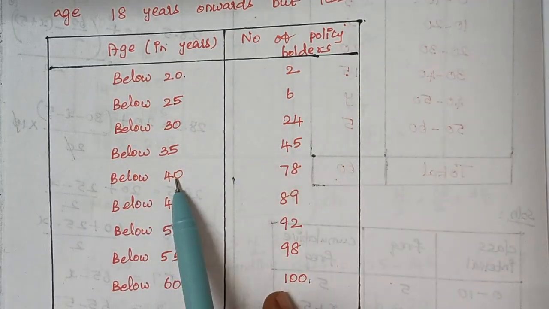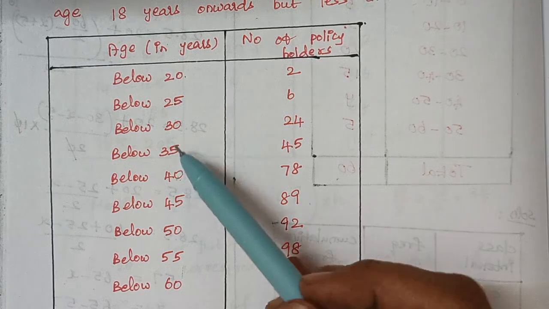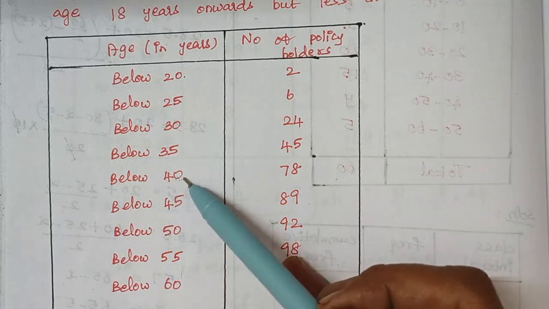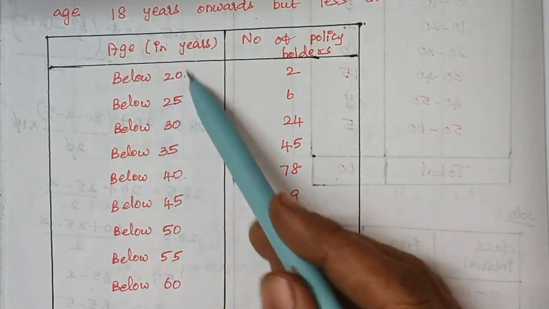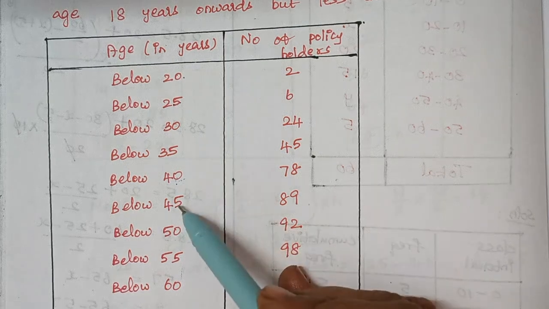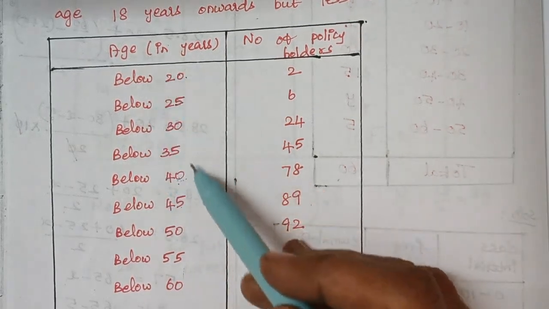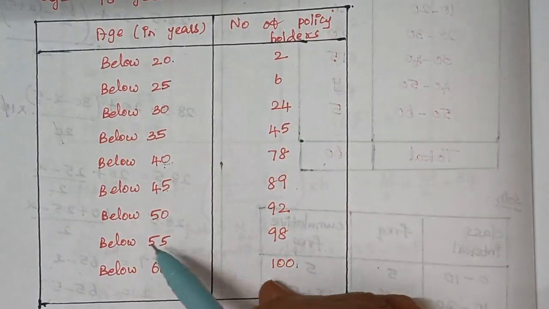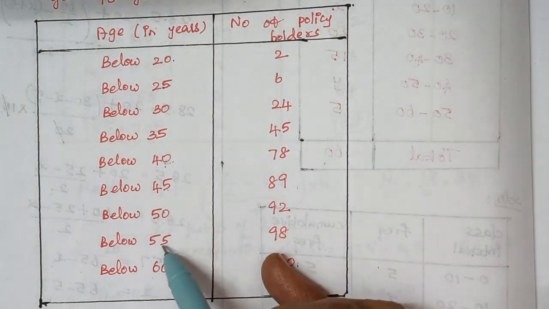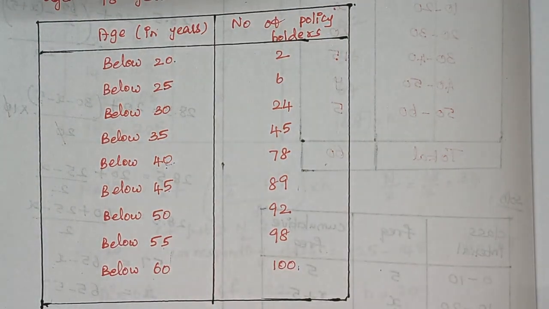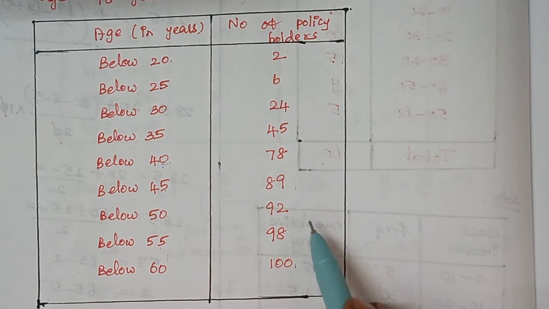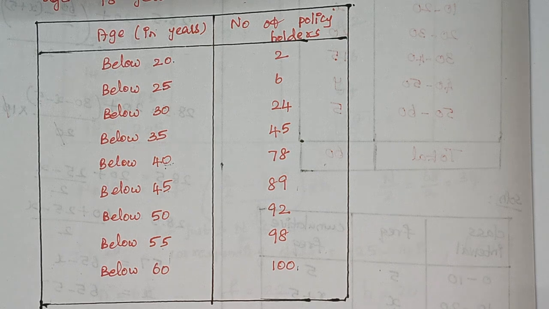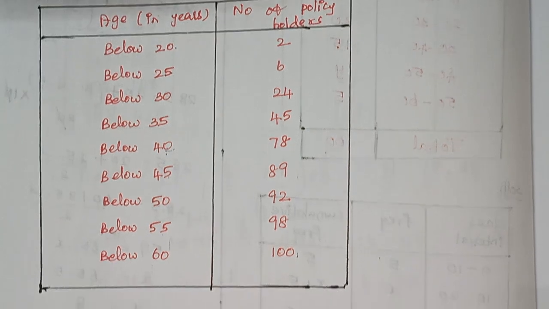Similarly, below 40 means 35 is also less than 40, 30 is also less than 40, so it indirectly holds all these data within it. Similarly, if it is 45, it holds all the data of these. And below 60 includes all the data held by these values. So we are provided with cumulative frequency. Now we have to calculate our frequencies. How to calculate frequencies? Let me show you.